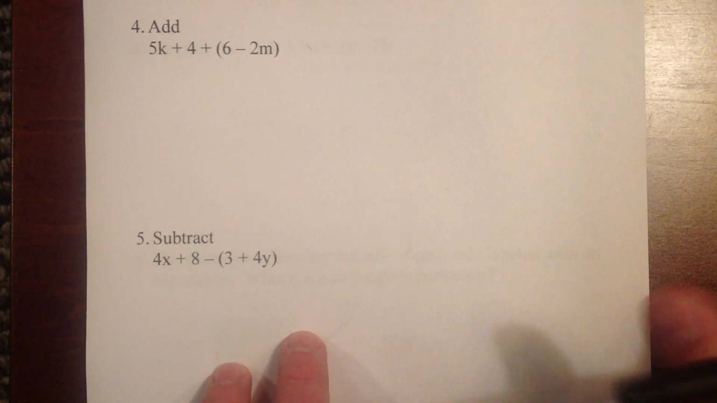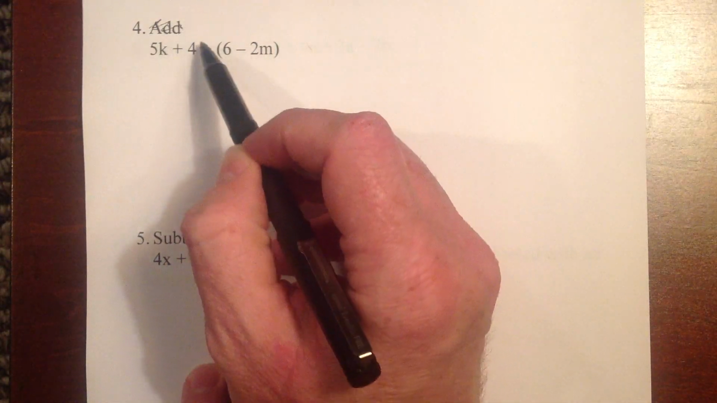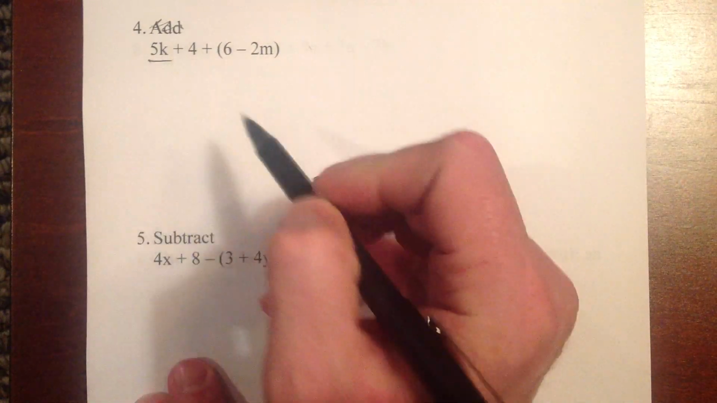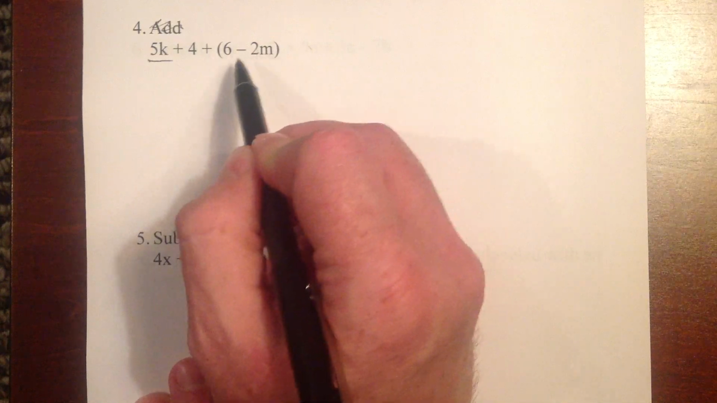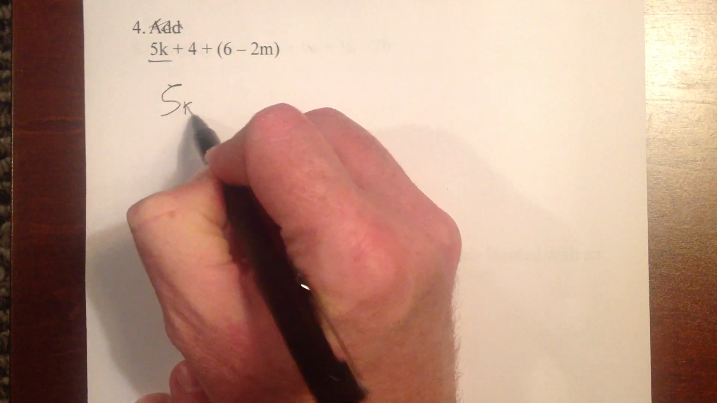This one's going to be add, again, because it says add here, but even if I didn't say that, if you didn't know that, we would add because we saw this. So we just combine like terms. What can I combine 5k with? I can't combine it with 4. I can't combine it with 6. I cannot combine it with negative 2m. So it's left alone. 5k.